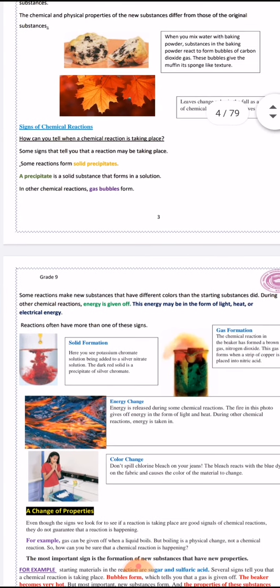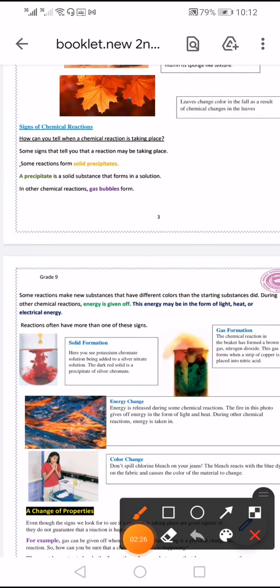Look. Some reactions make new substances that have a different color than the starting substances. During other chemical reactions, energy is given off. This energy may be in the form of light, heat, or electric energy. Look at this test tube. This is a solid formation, or solid precipitate. This is a sign that a chemical reaction happened.